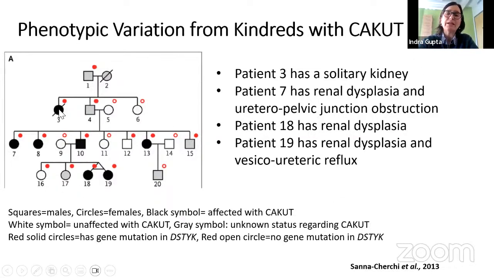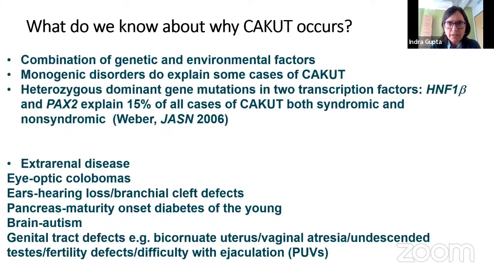Patient 3 here had a single kidney. Patient 7 over here has renal dysplasia and a PUJ obstruction. Patient 18 has renal dysplasia, and these guys are twins. And patient 19 has renal dysplasia and reflux. So this is par for the course. When you try to take a family history, this is what you'll find. And clearly, if this patient didn't have an ultrasound or any workup, you may not even know they have a single kidney. So you may not know within the extended family of your case what kind of pathologies are there in terms of CAKUT. So what do we know about why CAKUT occurs? Well, it is a combination of genetic and environmental factors.